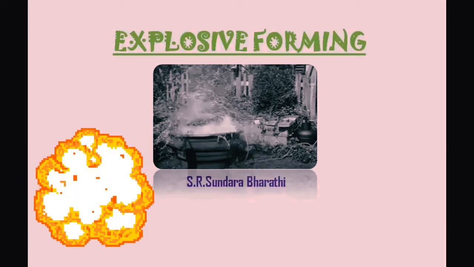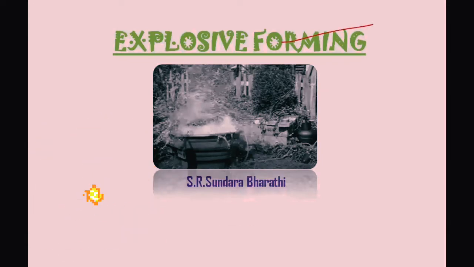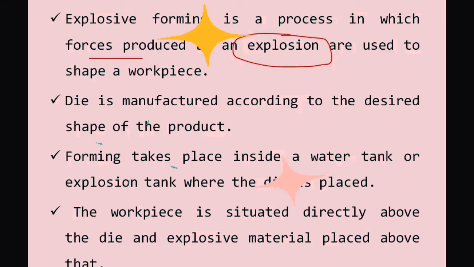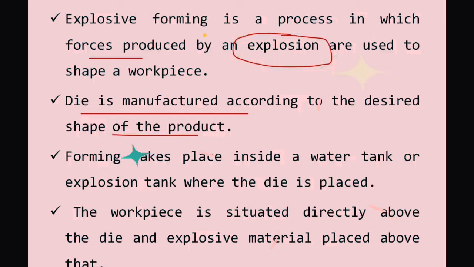Good morning, students. In this class we will discuss explosive forming. Explosive forming is a type of high energy rate forming in which the force is produced by an explosion. Due to that explosion, force is created at that particular location, and then we get the required shape. The die is manufactured according to the desired shape of the product. So we need to know what type of shape we need before we make the die.